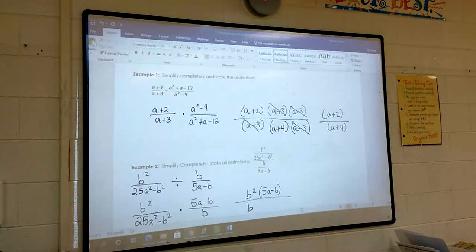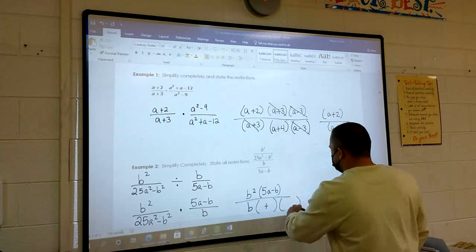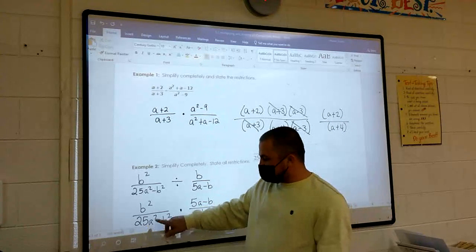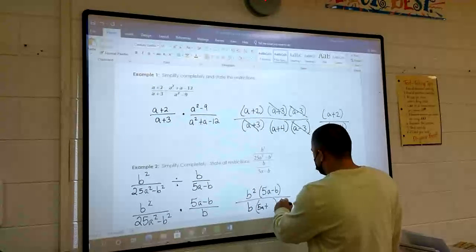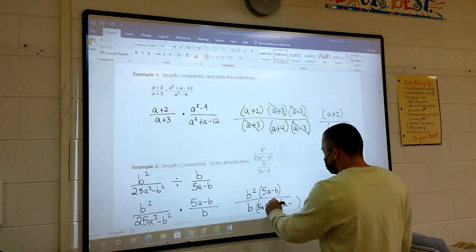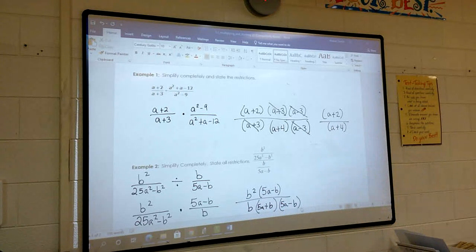The 25a squared minus b squared is a difference of squares, because you're subtracting and they're both squares. So remember, in a difference of squares, you're always doing plus and minus. So what is the square root of 25a squared? 5a. And what is the square root of b squared? Which is b. So it's 5a plus b and 5a minus b, which helps us cancel these out.